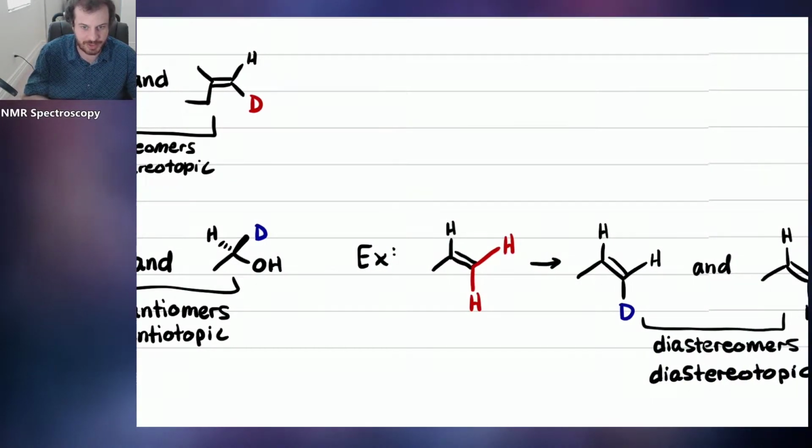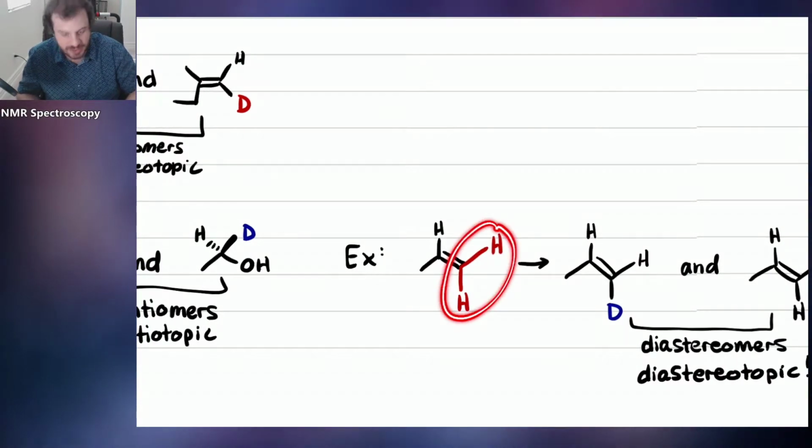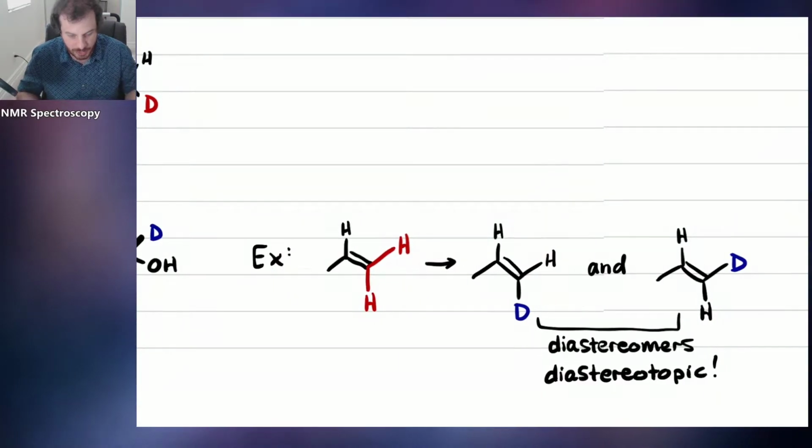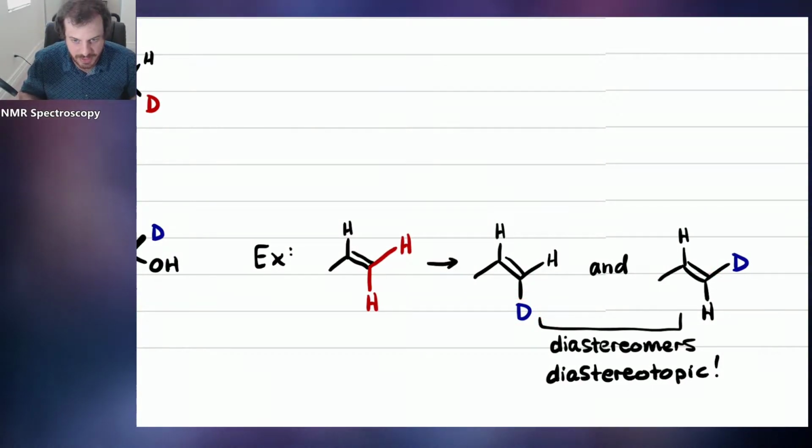I have another example here. It's another alkene. I've indicated these two hydrogens. Let's do the substitution test. Replace one of them with a D, then replace the other one with a D. What's the relationship between these two compounds? They're diastereomers, so those two hydrogens are diastereotopic. Awesome.